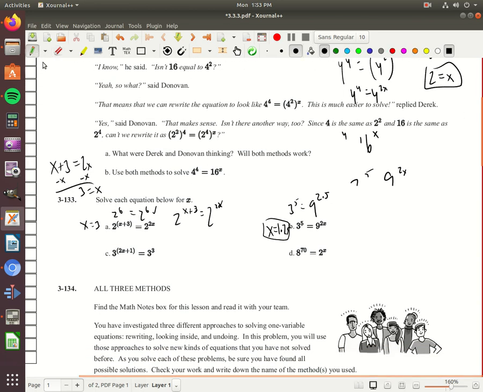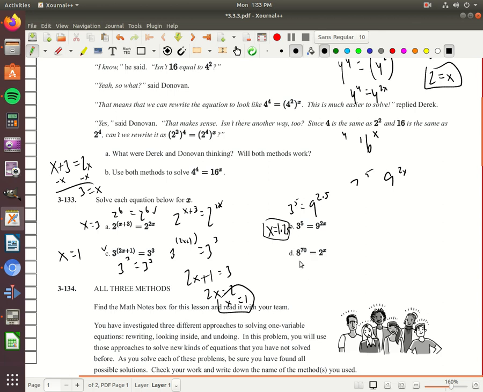Excuse me. Here we have 3 to the 2x plus 1 is equal to 3 to the third. Well, I don't need to do anything with bases. I'll just say that 2x plus 1 equals 3. Subtract 1, I get 2x equals 2, so x equals 1. So I have the equation x equals 1, and if I plug a 1 in, 2 plus 1 is 3, so 3 to the third, of course, equals 3 to the third. So C was a really easy problem.